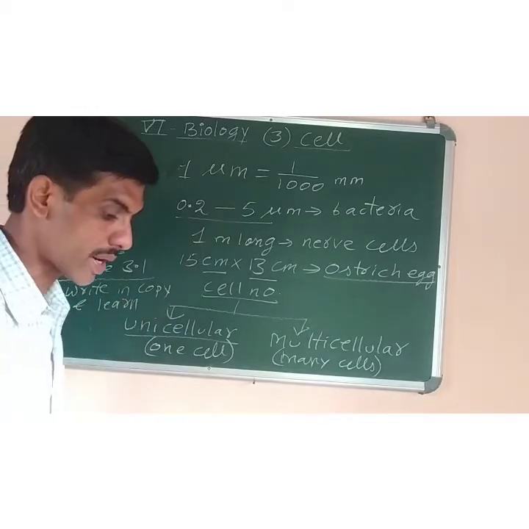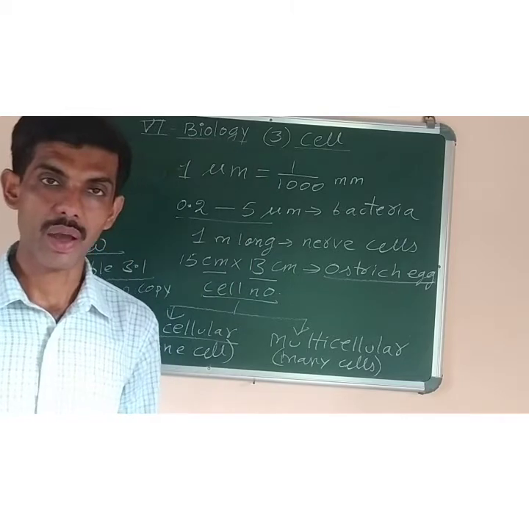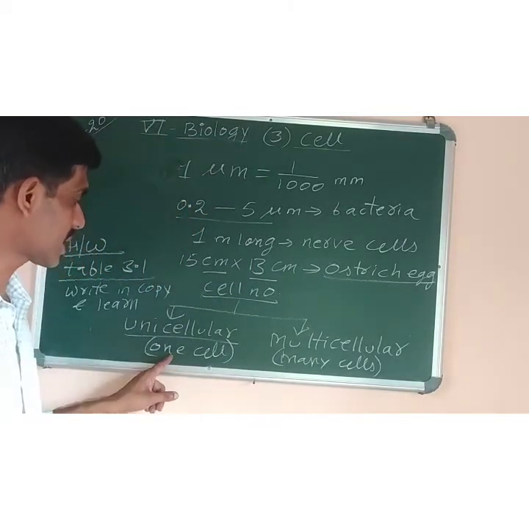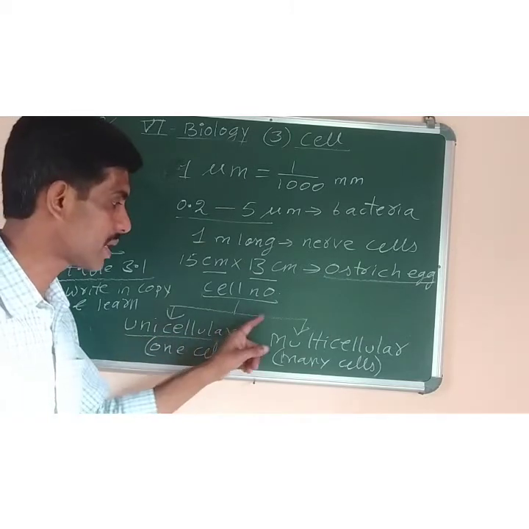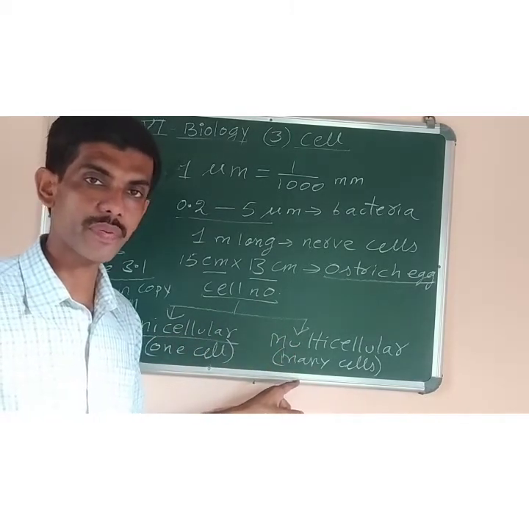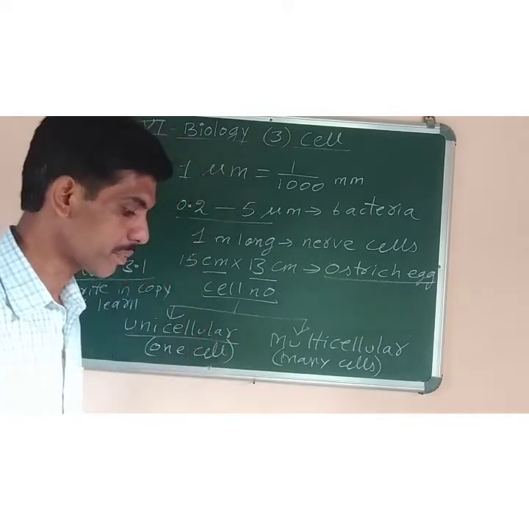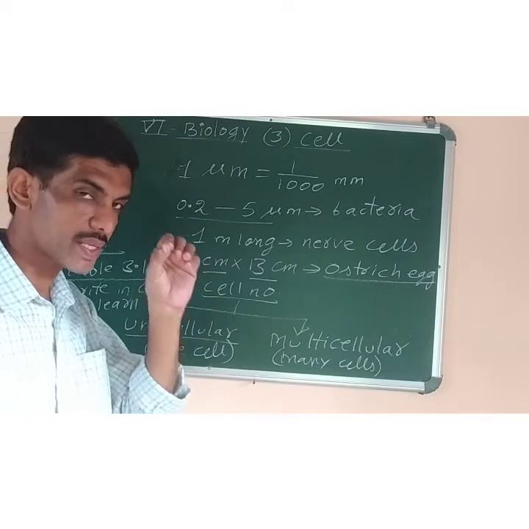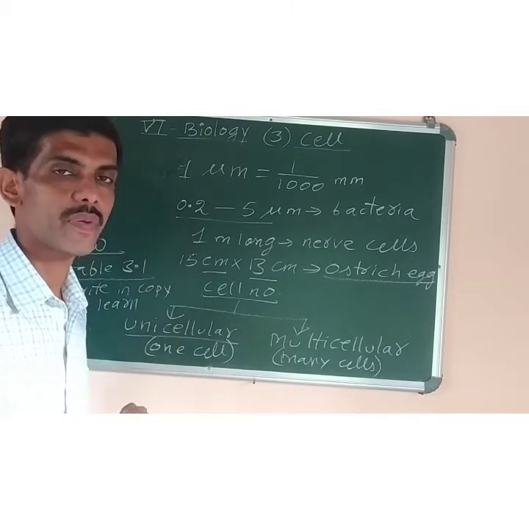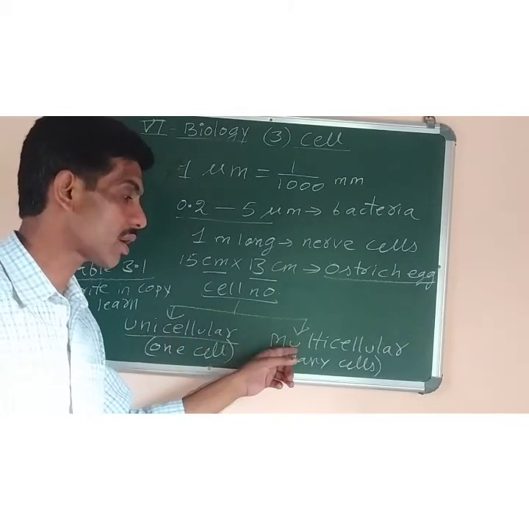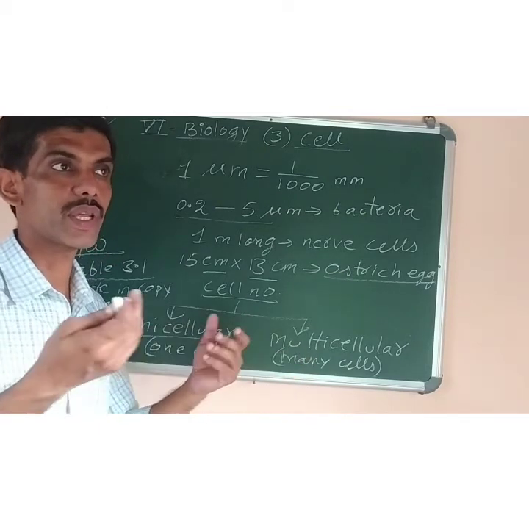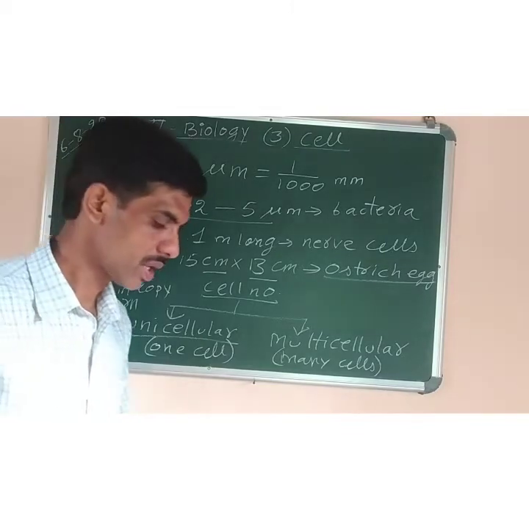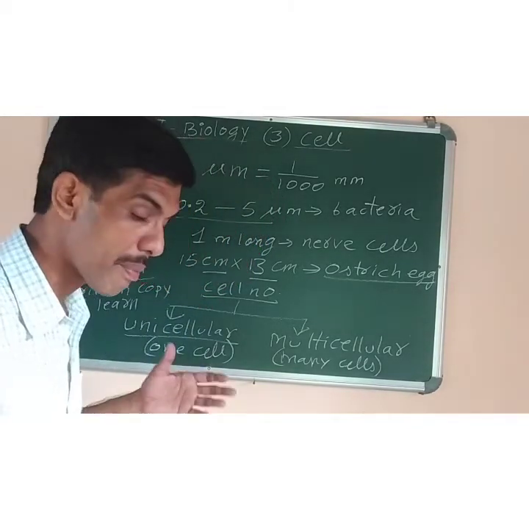Okay. So what are the differences given? The first one, I'll discuss it. Unicellular organisms, the body is made up of a single cell or one cell. Multicellular organisms, the body is made up of many cells. Number two, the unicellular organisms are mostly microscopic. That is, we can see them only with the help of a microscope. But multicellular organisms are so big, like mango tree, guava tree, you can easily see them, no need of any microscope. So they are called macroscopic.